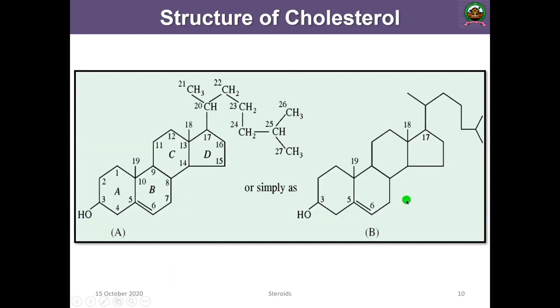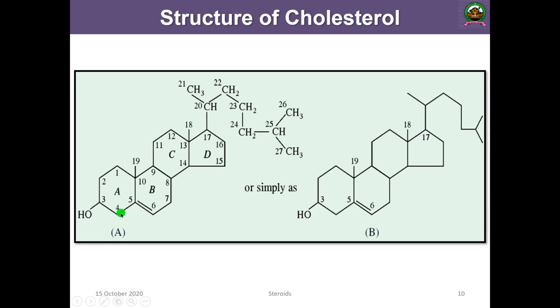So this is the structure, as I said. This is the simplest structure. First we will go through this one. This is the cyclopentanoperhydrophenanthrene, A, B, C, D, and here you can see this is the structure. Okay, and here there is a hydroxyl group. This is a methyl group.